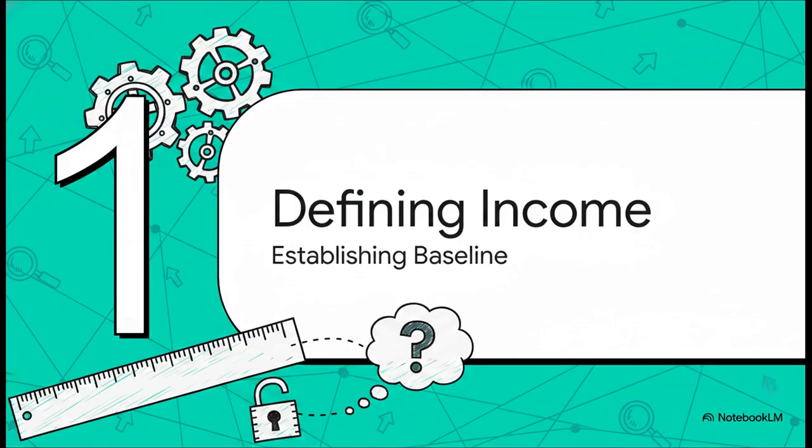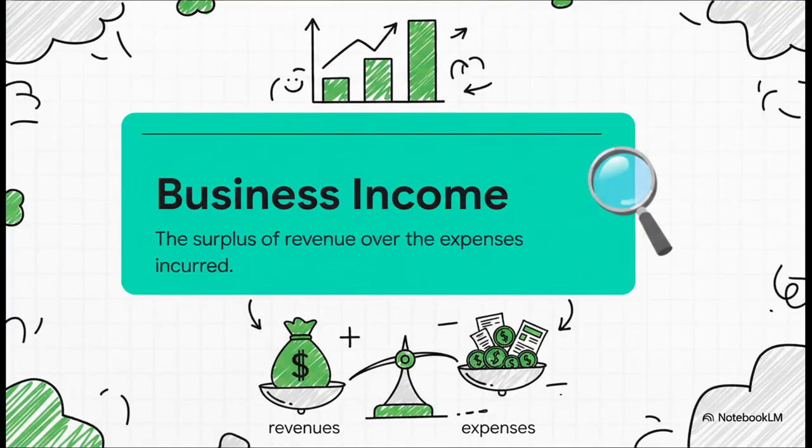Section 1, defining business income and establishing our baseline. You really can't measure what you can't define, so let's set up our foundational vocabulary first. At its absolute core, business income is simply the surplus of revenue over the expenses incurred by an enterprise. It's kind of like the ultimate financial scoreboard. If you've got a positive surplus, well, the business is generating wealth. Simple, right? But to accurately arrive at this one all-important number, the whole measurement process relies heavily on the careful estimation of two very distinct things: revenues and expenses.